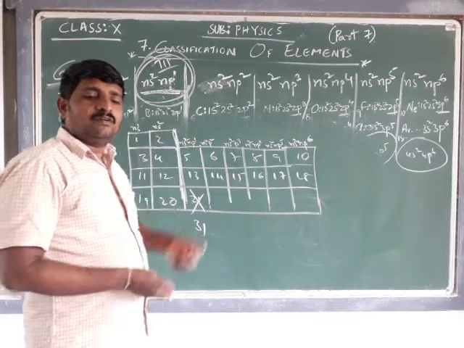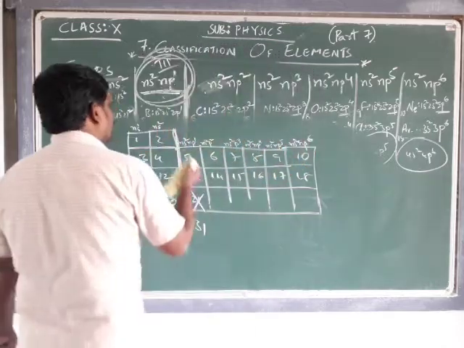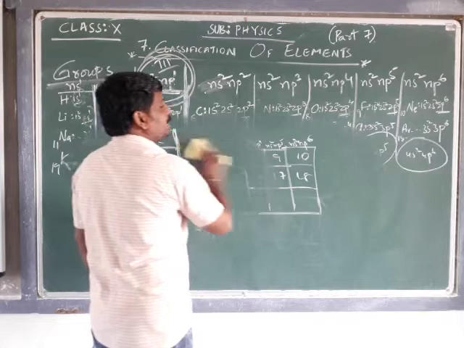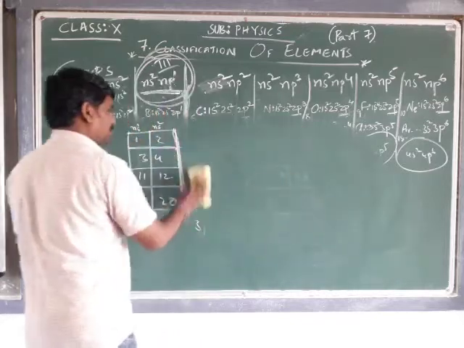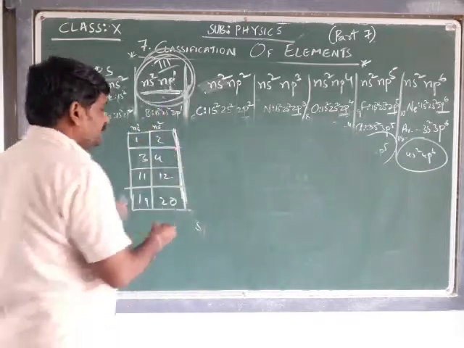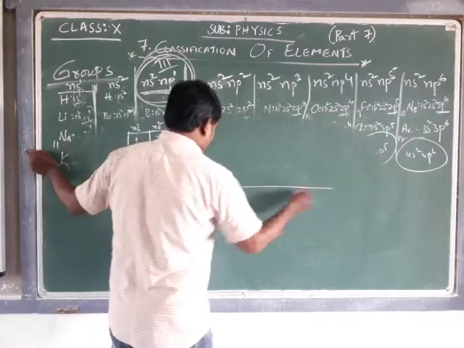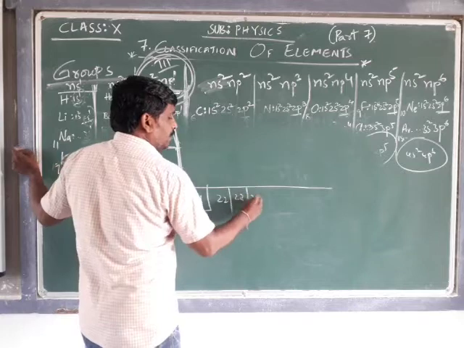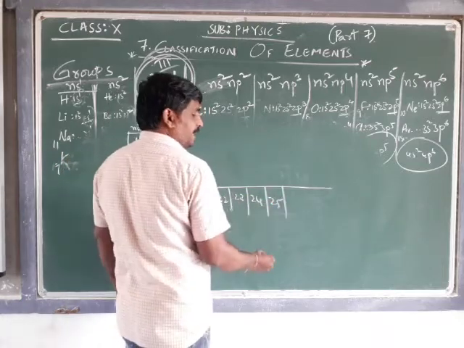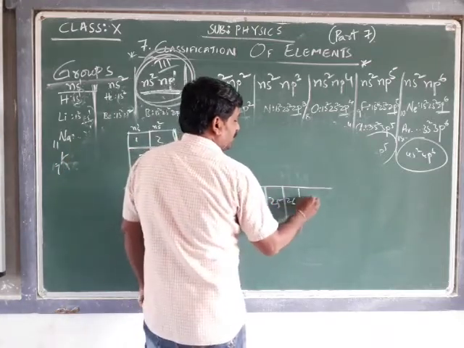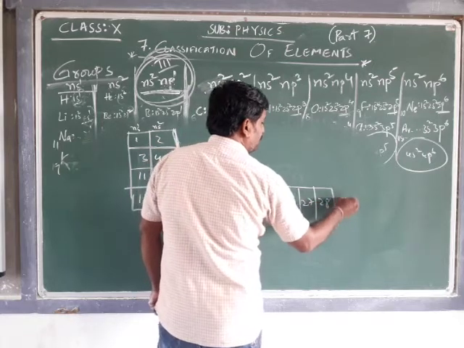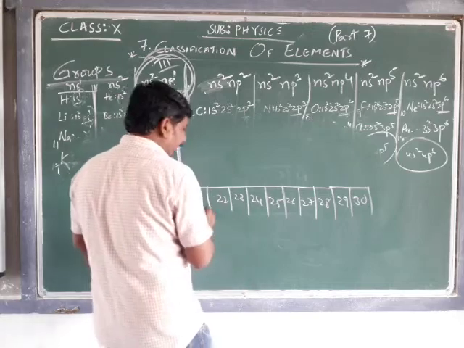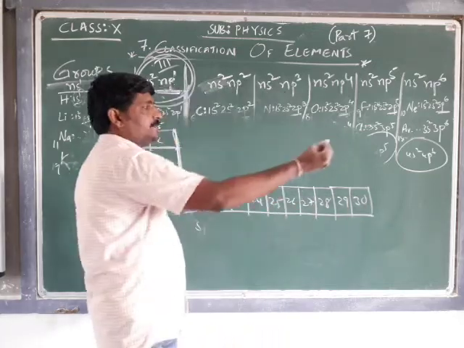To get rid of this confusion, Moseley has shifted this table. Moseley has shifted this table 10 steps ahead, because he had to write the 21, 22, 23, 24, 25, 26, 27th element, 28th element, 29th element, and 30th element. They are going to occupy this place after being taken 10 steps ahead.